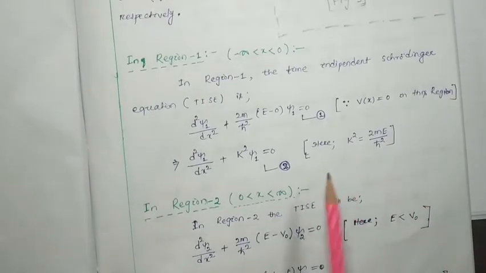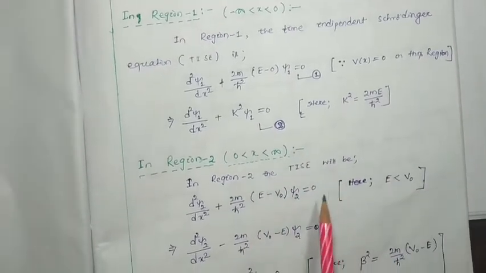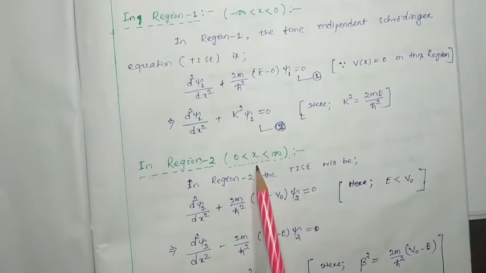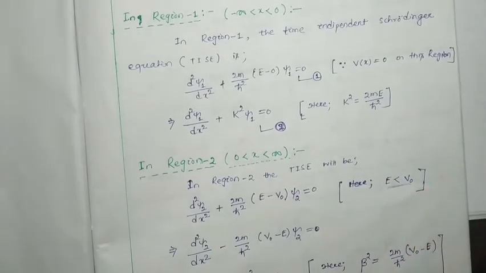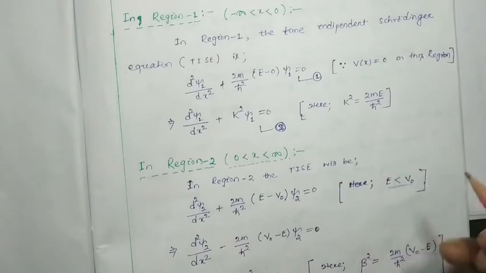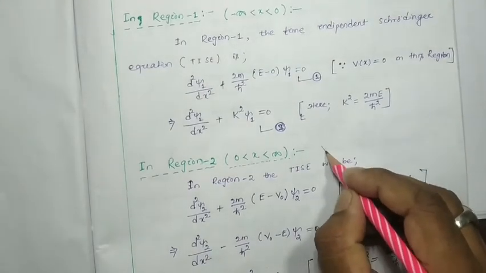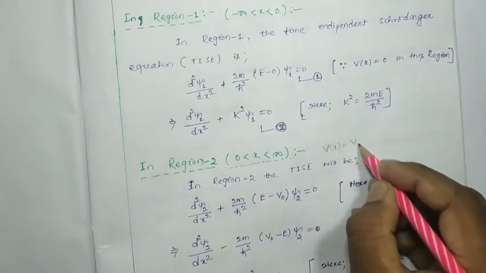Now in the case of region 2, in this case E is less than V0, and in region 2 the potential V(x) is equal to V0.